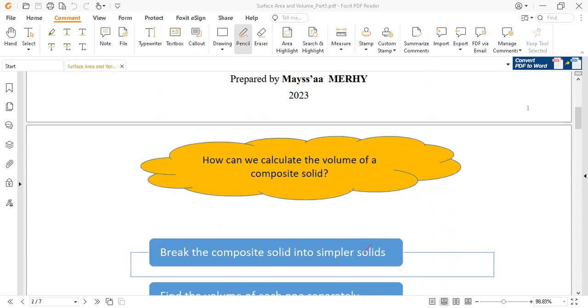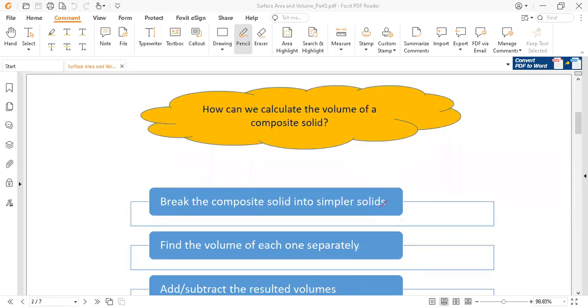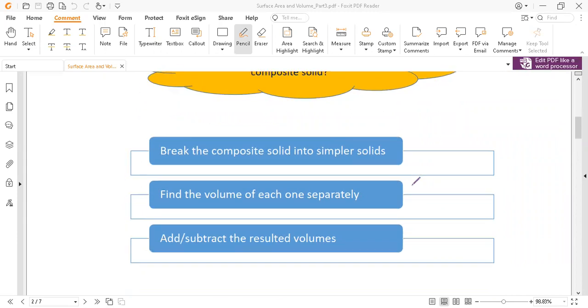So normally, how can we calculate the volume of a composite solid? It is a good question to answer here. Normally in the first step, we should break the composite solid into simpler solids, and then it is a must to find the volume of each one separately, because we know the formula for the volume of simple solids and not of the composite solid directly. So we find the volume of each simpler solid separately, and then we add or subtract the resulting volumes according to the current situation.